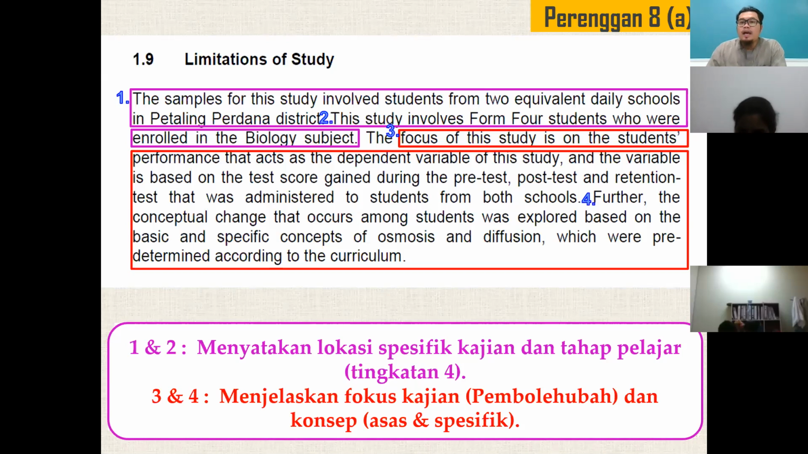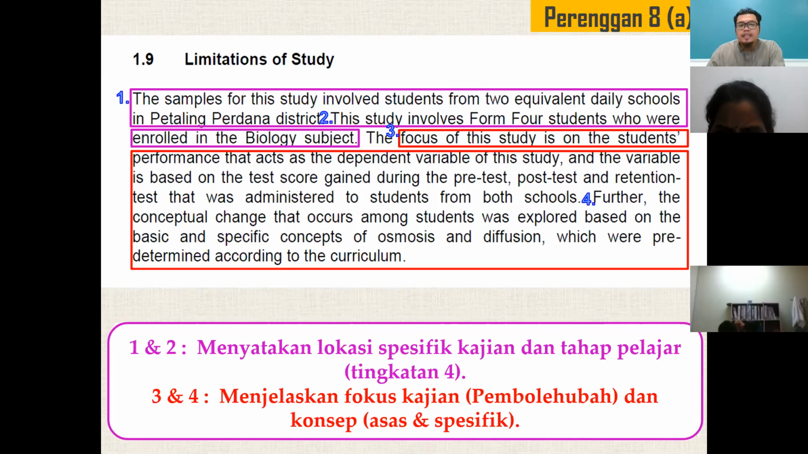The focus of this study is more on student performance, which acts as the dependent variable of the study, and the variable is based on test scores gained during the pre-test, post-test, and retention test that were administered to the students from both schools.